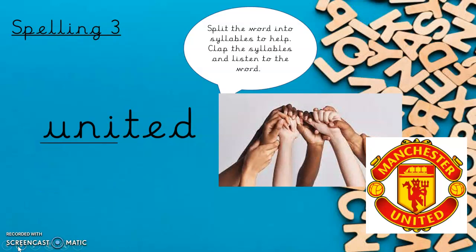Here we go with spelling three. I bet you could guess this one. It's united. So we've got the U-N-I at the beginning in the word family, adding the E-D. We are united together. United.